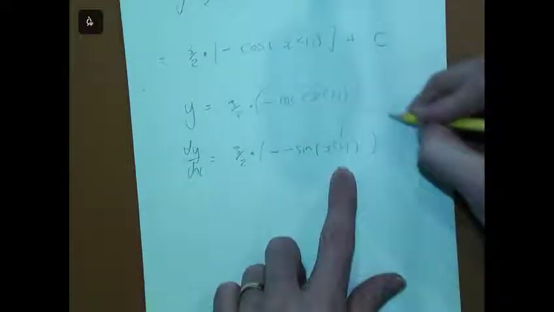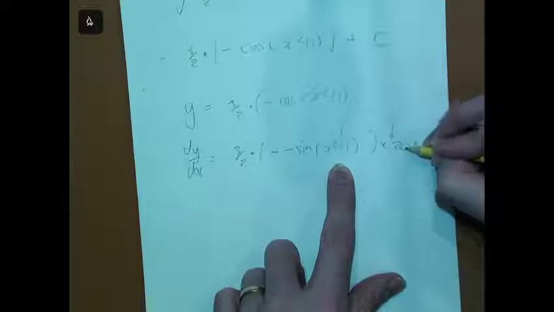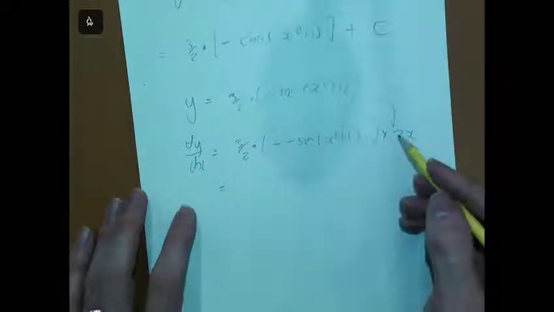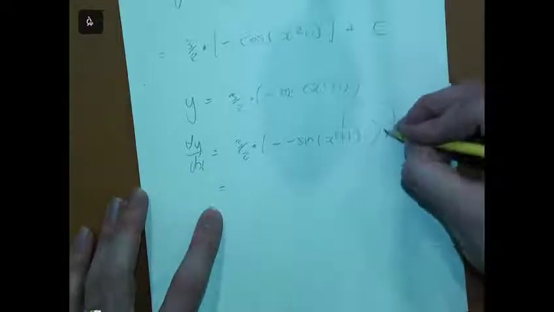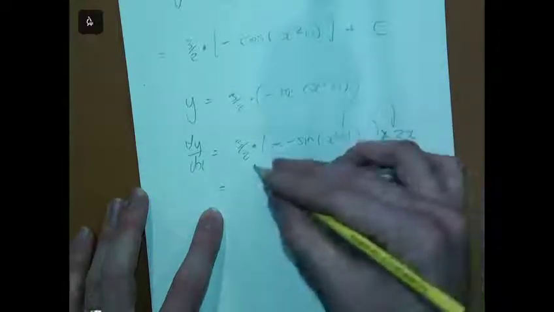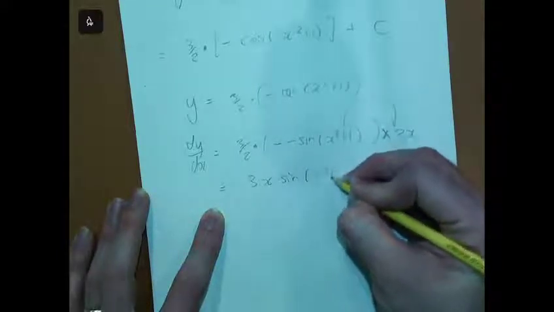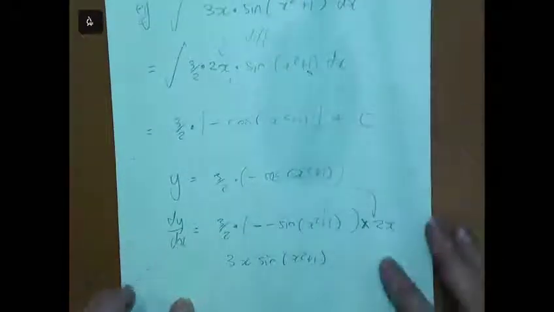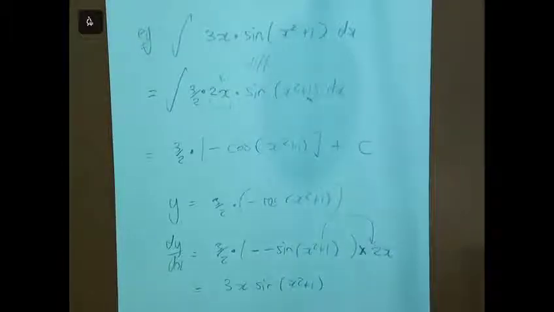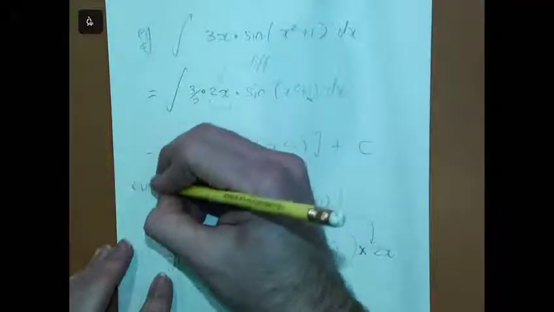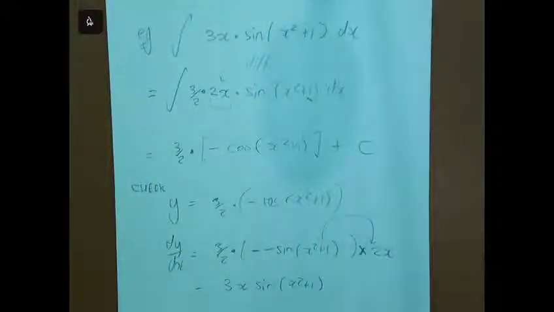And because of the chain rule, I'll have to multiply by the derivative of that, which is 2x. Which is, the minus minus will cancel, the 2, that's a times sign here, by the way. That 2 will cancel with that 2, and I'll get 3x sine x squared plus 1. It does in fact work. The derivative of this is what we started with, and so therefore the integral will be the other way around. So this is my check. You can always check an integral by differentiating it.